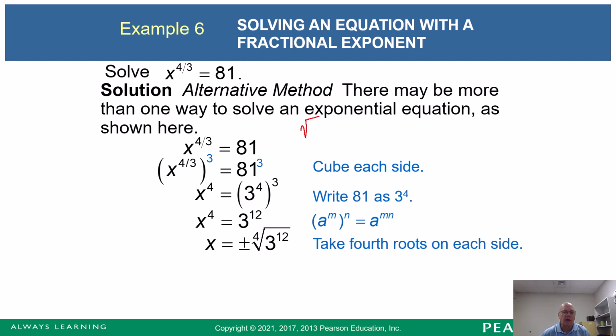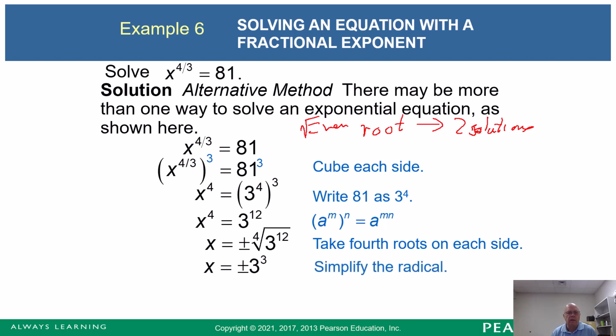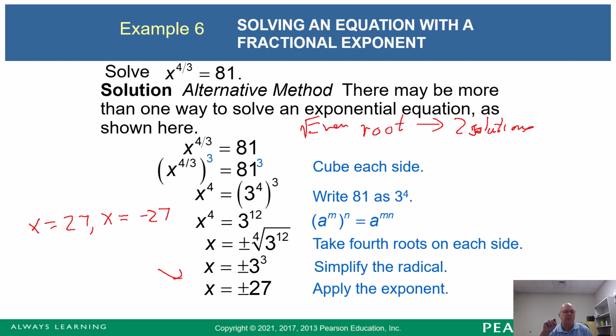One more time. Even root, 2 solutions. There we go. Of course, that 3 cubed is 27. There are your 2 answers. Just make sure you don't think of this as one answer. It's the shorthand way of saying x equals 27, and x could be a negative 27. Both those will work in the original equation.